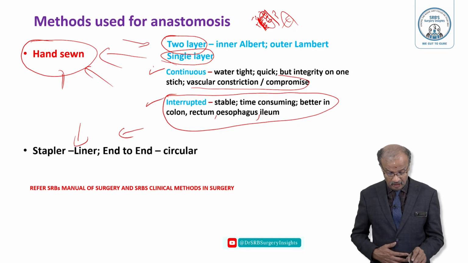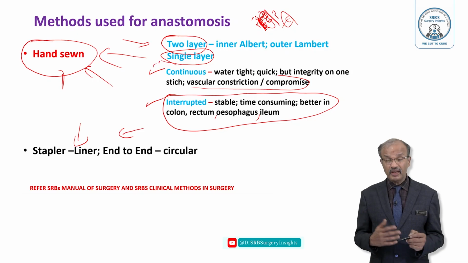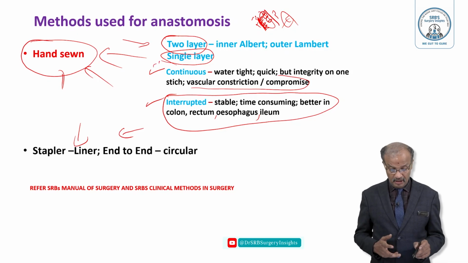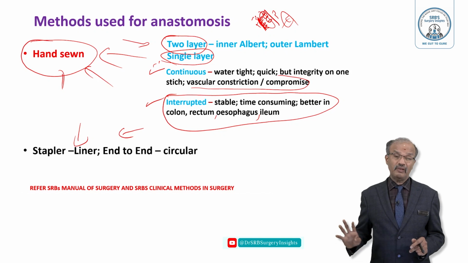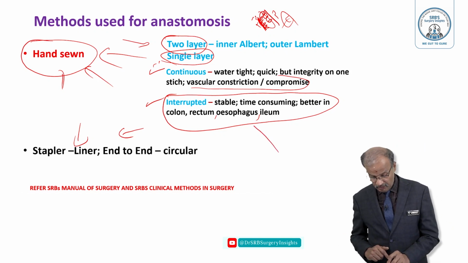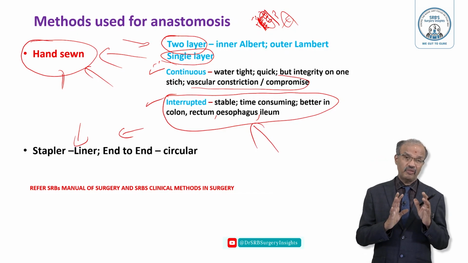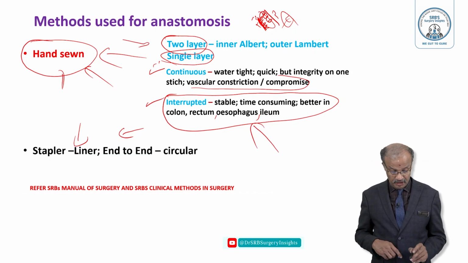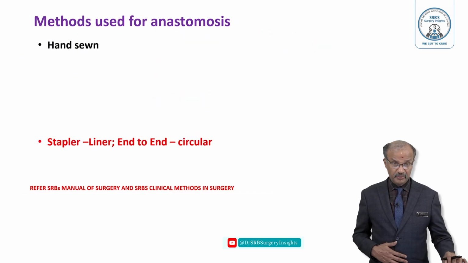So interrupted is always better, but especially in GJ and other areas, continuous is practiced. If somebody asks what is always best, interrupted is better. But continuous sutures are definitely foolproof and accepted very well, especially in elective surgeries. In an emergency situation with edematous, compromised bowel, interrupted is always better. So this is what you would learn.